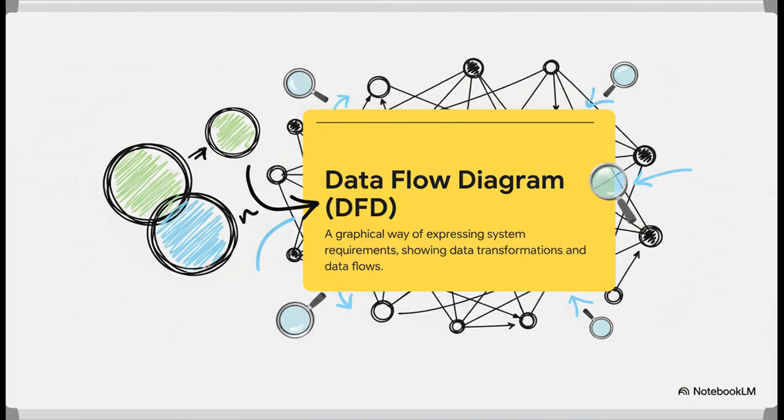So this DFD, it's our visual guide. You might even hear people call it a bubble chart, and honestly, that's pretty much what it is. A bunch of bubbles connected by lines. The bubbles, those are the processes where stuff happens and data gets changed. The lines, that's the data flowing between them. It sounds simple, but wow, it is such a powerful way to see an entire system in one shot.